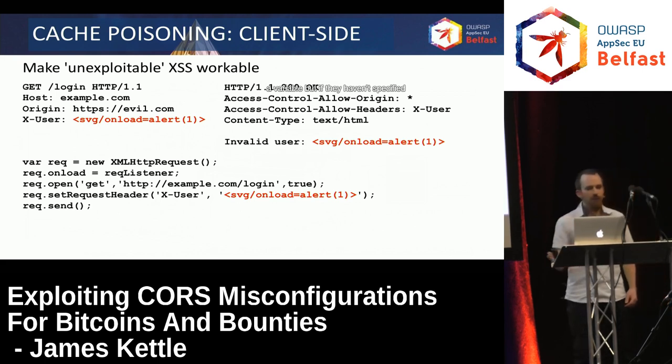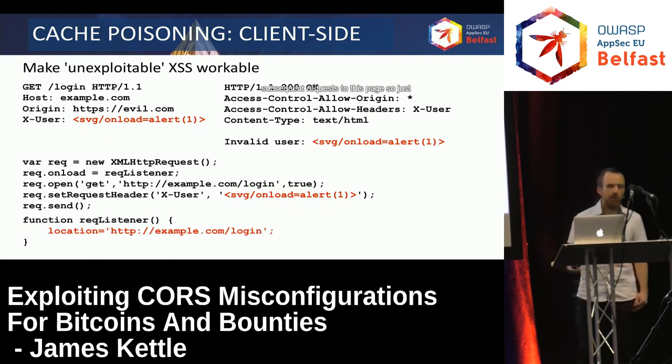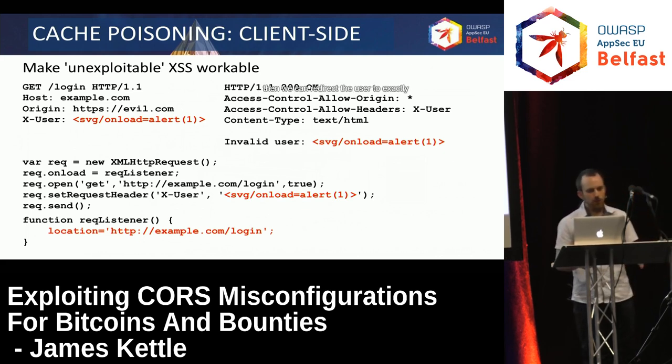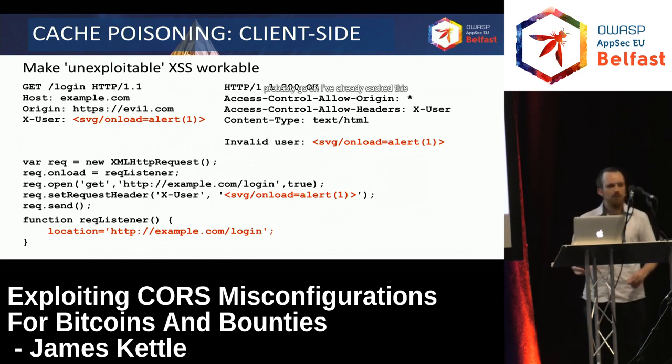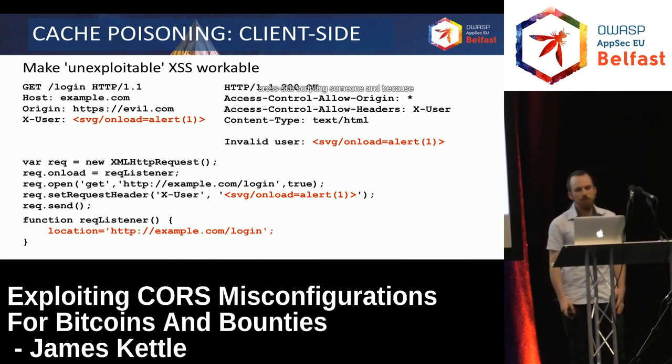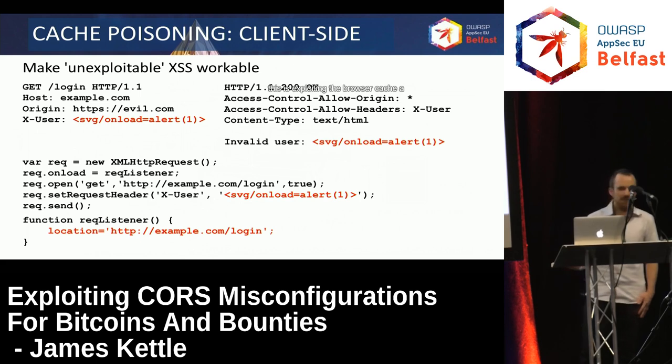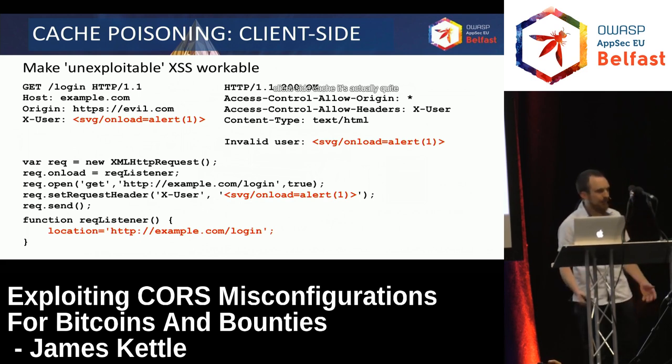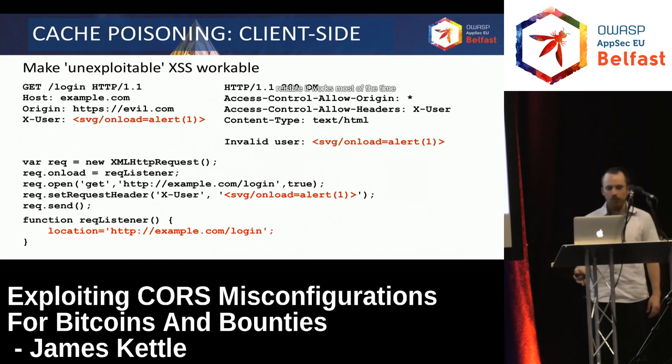But if they haven't specified Vary: Origin, then this response may be cached and may be served up on subsequent requests to this page. So just by appending a tiny bit more code, we can say, send this payload with CORS, and then redirect the user to exactly the same URL. And the browser will probably go, oh, I've already cached this response, and then show the user the page with the injected JavaScript. So you've cross-site scripted someone. And because this is exploiting the browser cache, a client-side cache, it's actually quite reliable. It works most of the time.